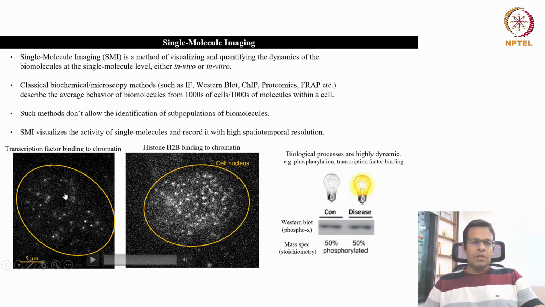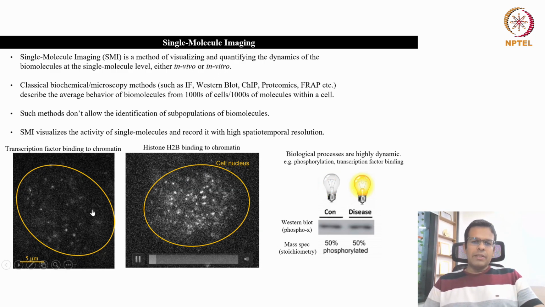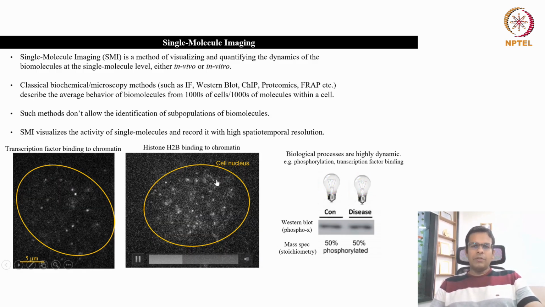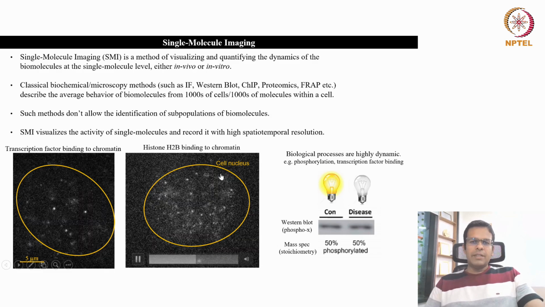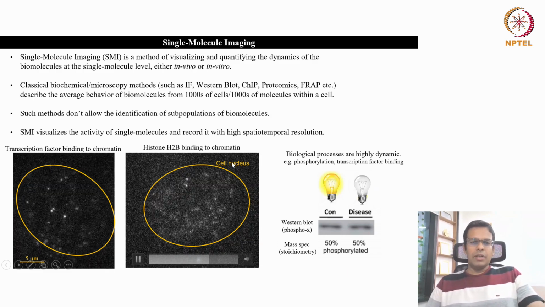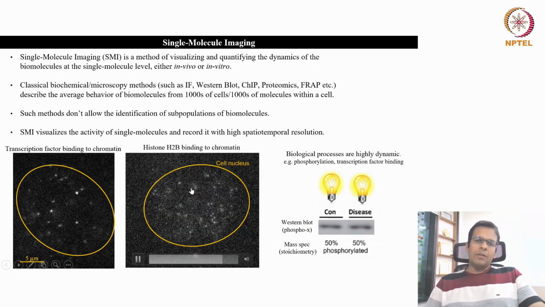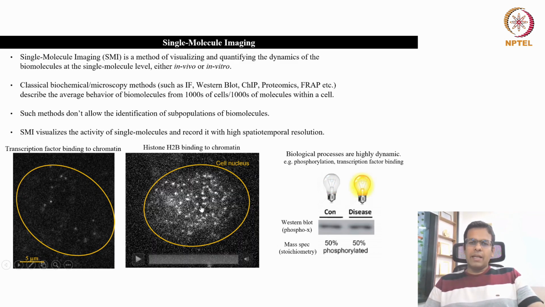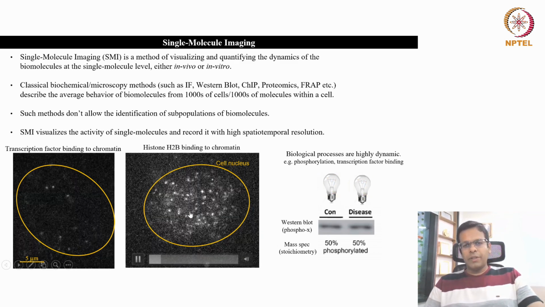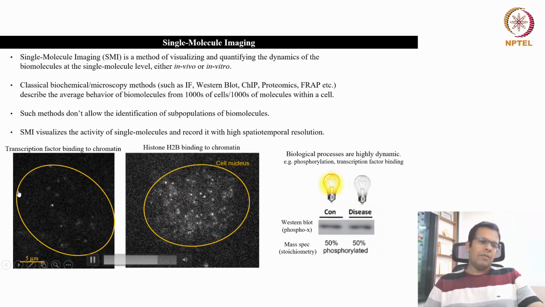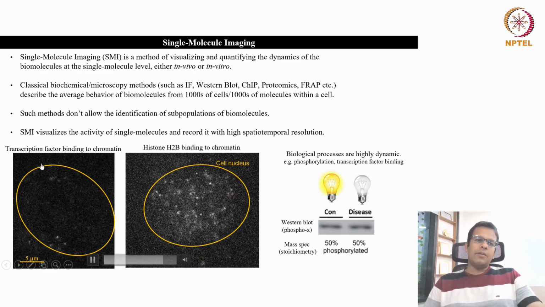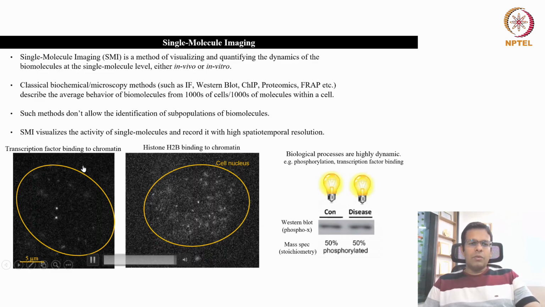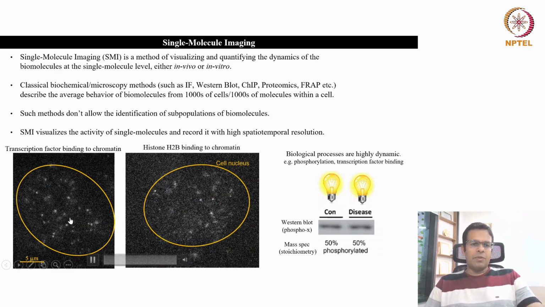Okay, so here I will play two videos, and you can see the single molecules of some protein which we have fluorescently labeled inside the nucleus of a live cell. In this video we have labeled histone H2B with a fluorescent ligand, and you are seeing the single molecules of histones in the cell nucleus, whereas on the left hand side we have labeled a transcription factor with a fluorescent dye, and you can see the dynamics of transcription factors.